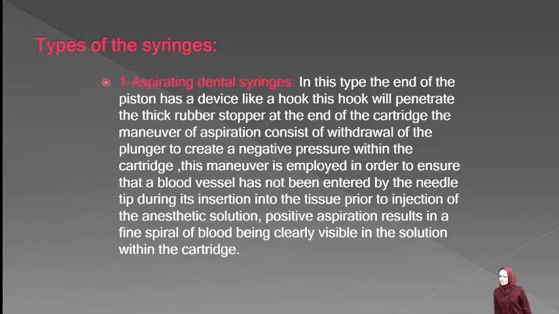This maneuver is employed in order to ensure that a blood vessel has not been entered by the needle tip during its insertion into tissue prior to injection of the anesthetic solution. Positive aspiration results in a fine spiral of blood being clearly visible in the solution within the cartridge.